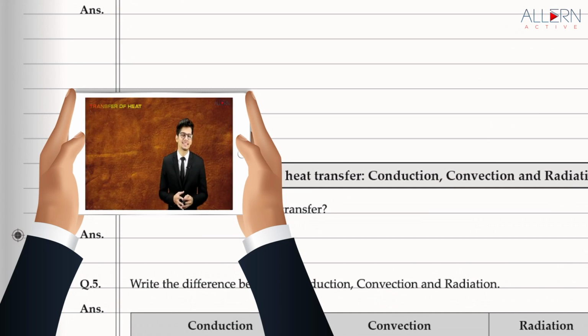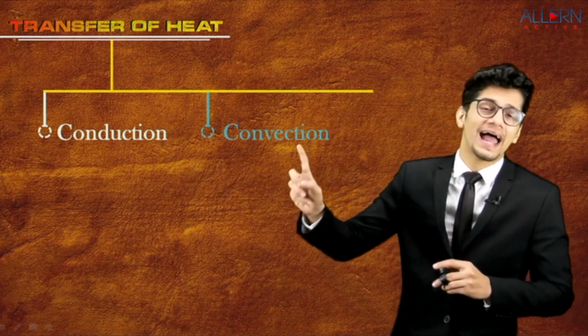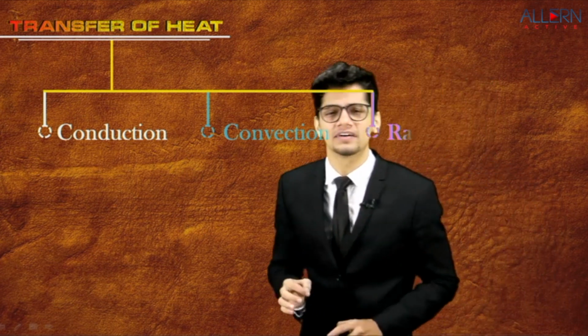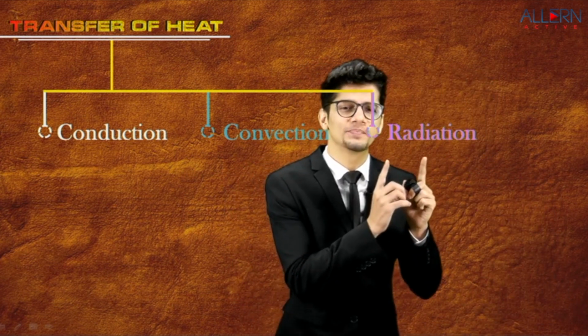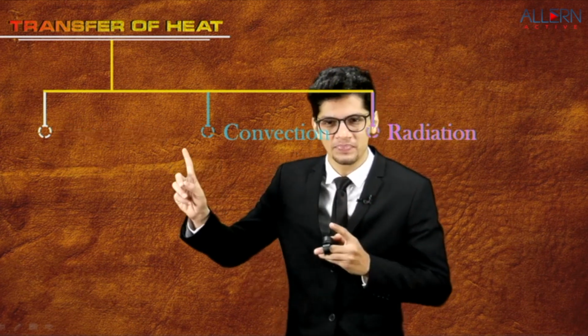Let us now understand the modes of heat transfer. There are three modes of heat transfer, out of which the first is called conduction, the other is called convection, and the third is called radiation. Now we'll understand each of them in detail. Let's start by understanding conduction.